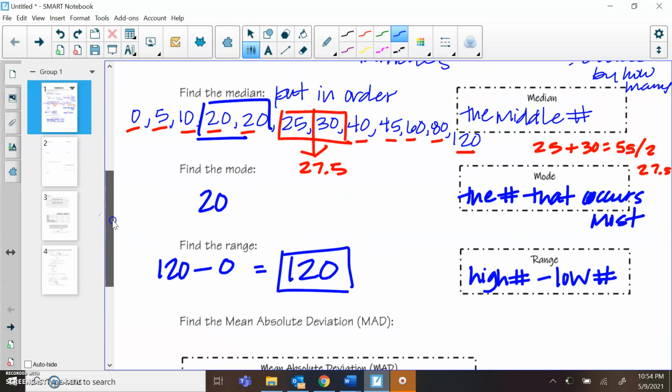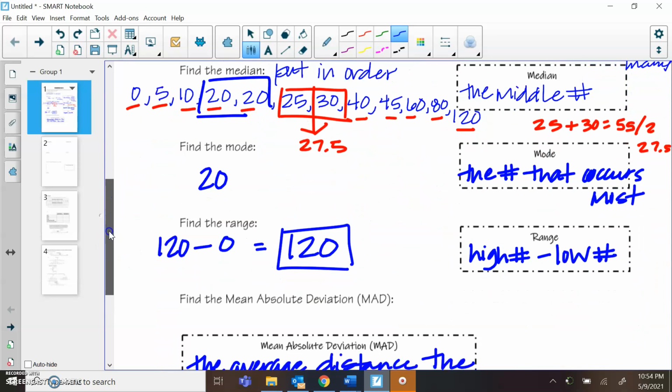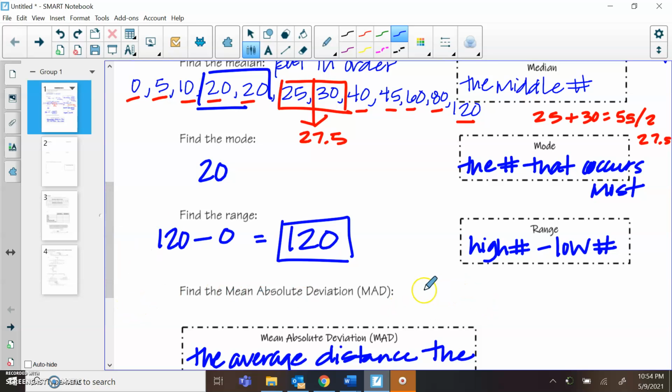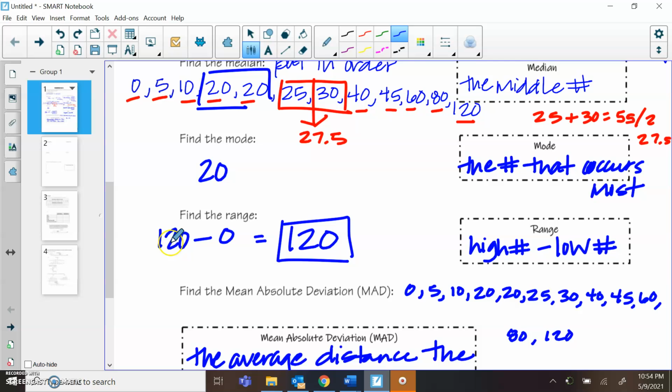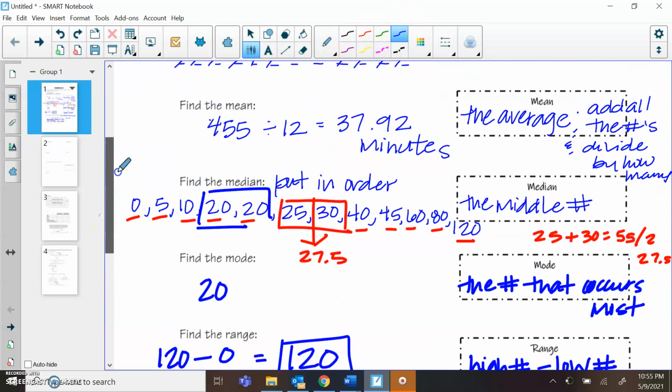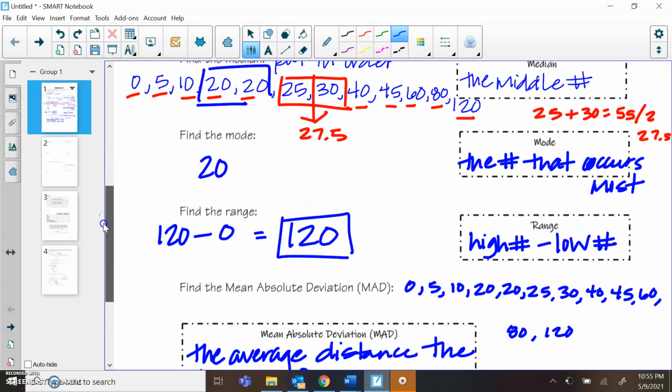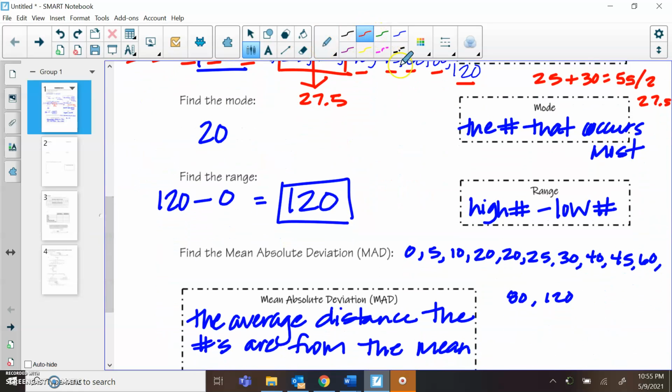So what I would do, I'm probably just going to rewrite them. So our numbers are 0, 5, 10, 20, 20, 25, 30, 40, 45, 60, 80, and 120. Now, we said the mean, the average of these numbers was 37.92, so about 38 minutes. So I'm going to use an average of 38. And then I'm going to look at each one of these numbers and see how far from 38 they are. Doesn't matter if they're above or below, just how far from 38.